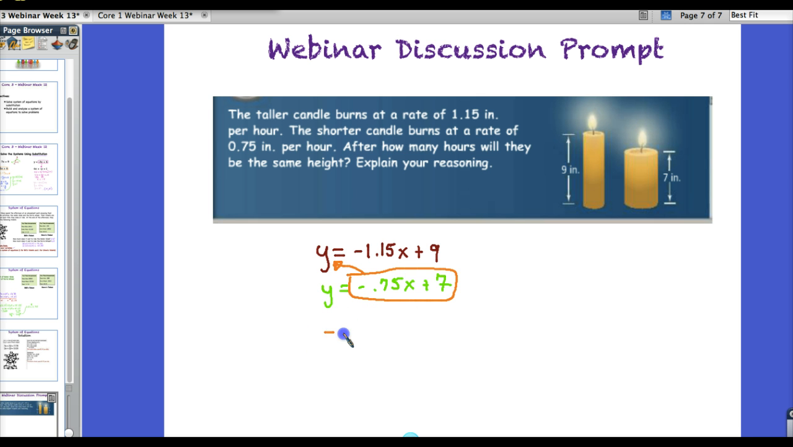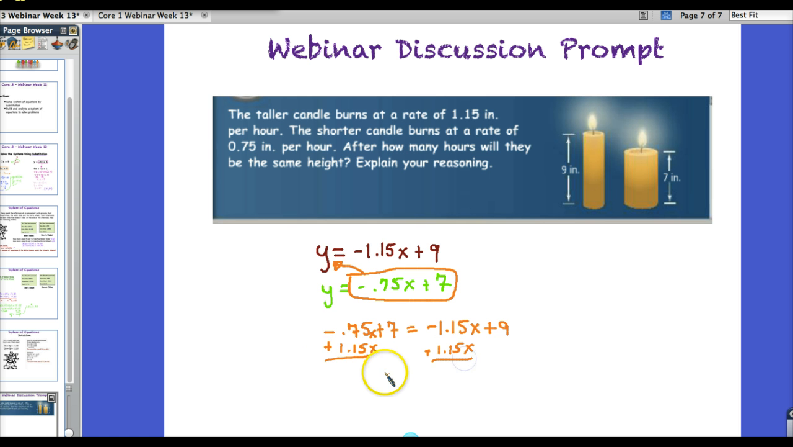So I saw this negative 0.75 x plus 7 on one side, and you set it equal to negative 1.15 x plus 9 on the other side. I just substituted this in for y, because that's what y is, and I get this. And when you were simplifying it, you just combined your x terms, right? You added 1.15 x to both sides. So what does that equal?